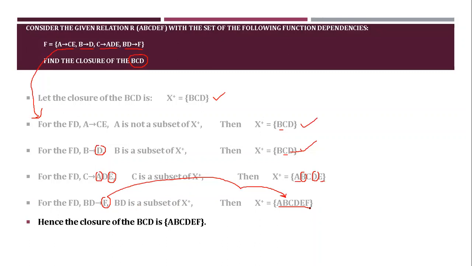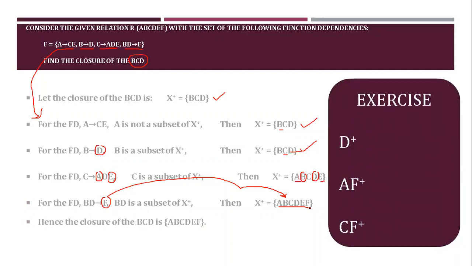Right? So I hope everybody understands the method to find the closure of a set of attributes, right? On the basis of this, in the same example, try to find the closure of D plus, try to find the closure of AF plus, and try to find the closure of CF plus, right? So I hope you understand this method.